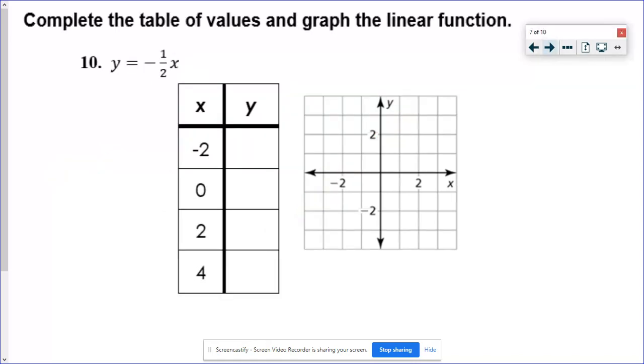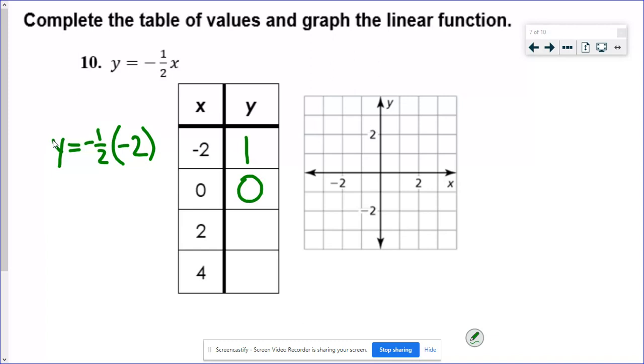Here's another table. It's got a fraction. We're not afraid of fractions. But again, showing your work on this, it would look like this. Y equals -1/2 times -2 in this case. Well, they're the same signs, which is going to be positive, and half of 2 is 1. You guys should know by now, 0 is my favorite because anything times 0 is just 0. I don't have to do any math.